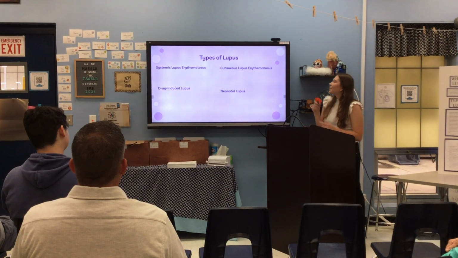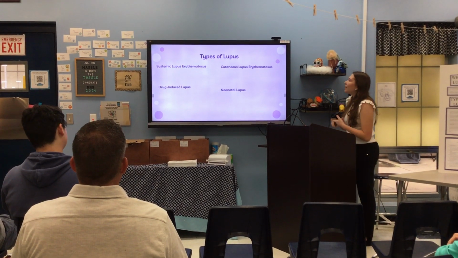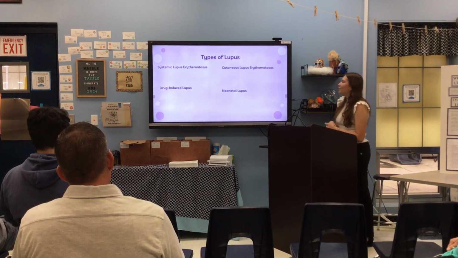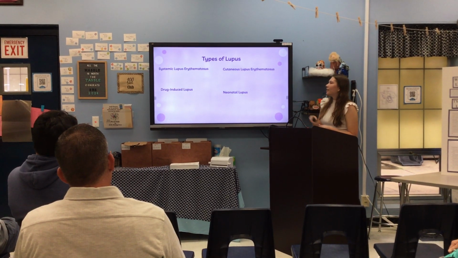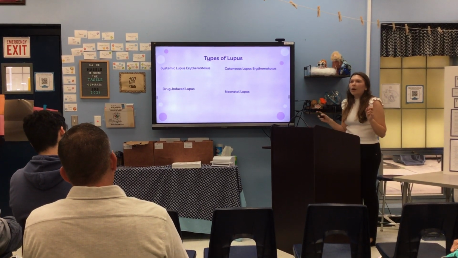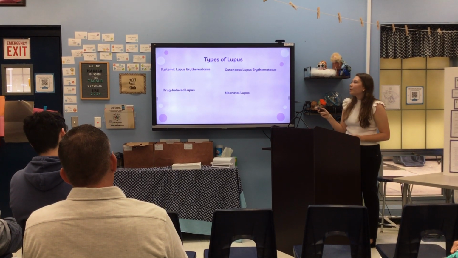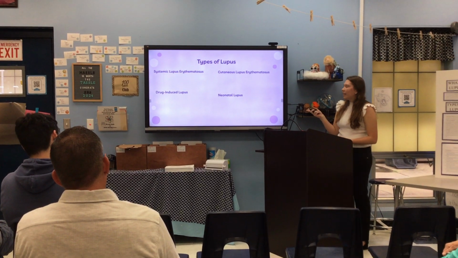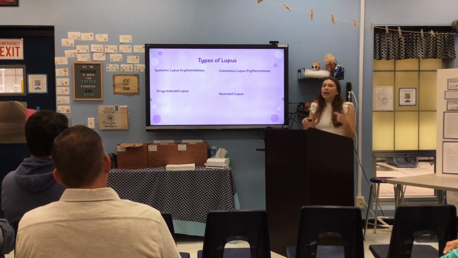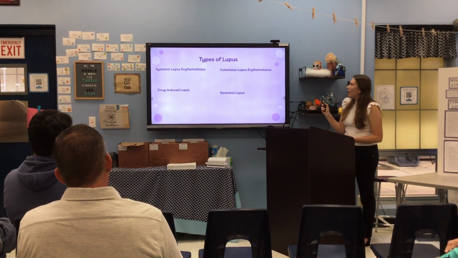Okay, the types of lupus. There are 4 types of lupus: systemic lupus erythematosus, cutaneous lupus erythematosus, drug-induced lupus, and neonatal lupus. Systemic lupus erythematosus is the main type of lupus, and generally what everybody thinks of when they hear the word lupus. 70% of people with lupus have SLE. The symptoms are generally all the symptoms I listed earlier and the serious complications.